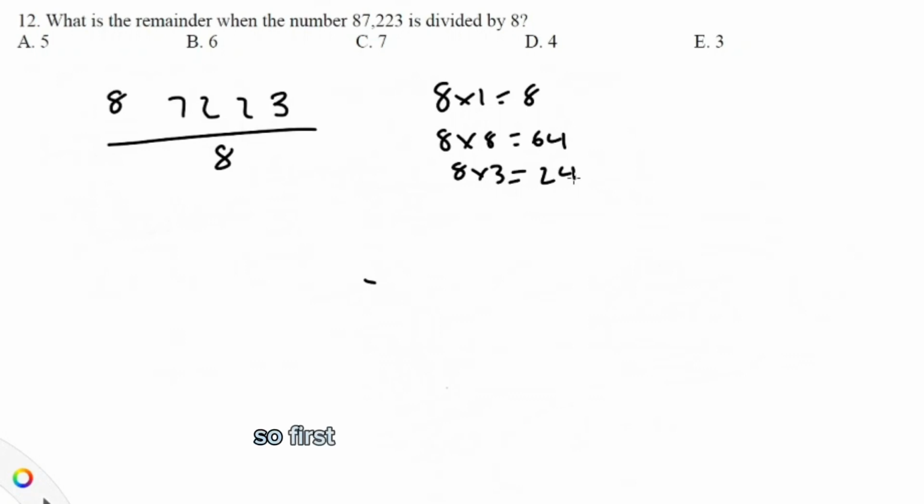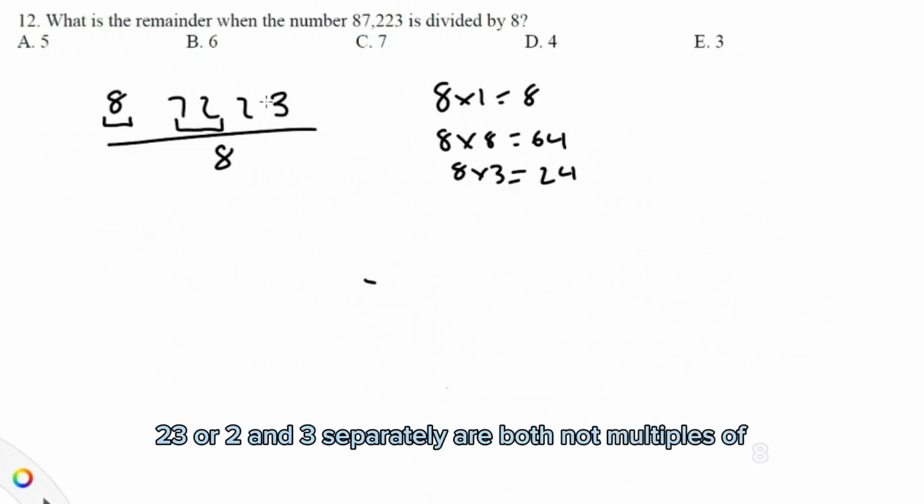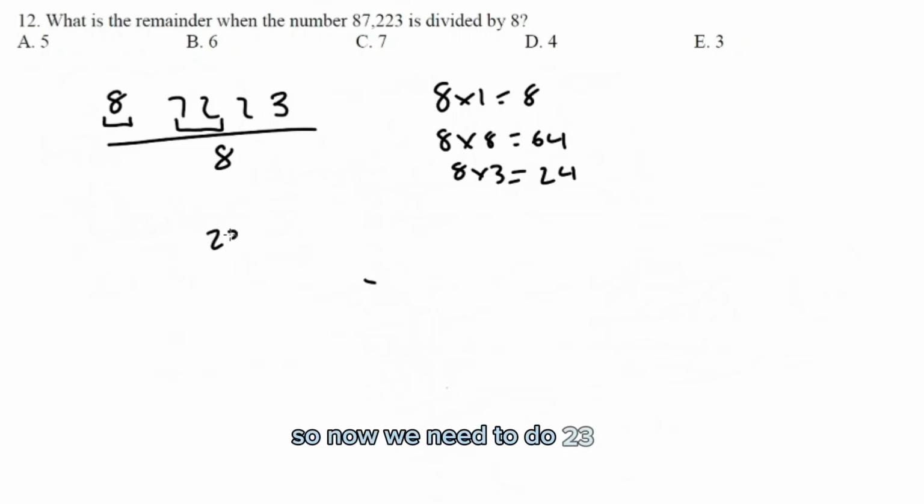Alright, so first, we can see the 8 by itself. That is just 8 times 1, so we can break that up. Next, the 72 is just 8 times 9, so we can break that up. Now we're left with 23. 23, or 2 and 3 separately, are both not multiples of 8. So now we need to do 23 divided by 8 and find the remainder of that.